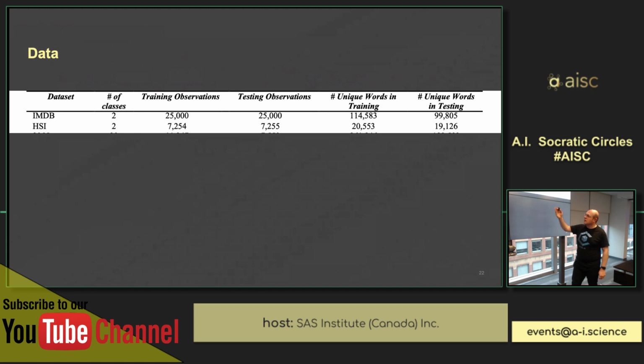And the other was hate speech identification, originally with 3 classes. We ignored 1 class and used the 2 other classes. The training size is much smaller than IMDb, and the sizes of the classes are somewhat equal to each other. You can see that it's a much smaller data set.